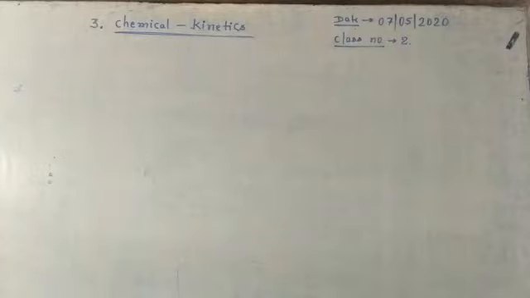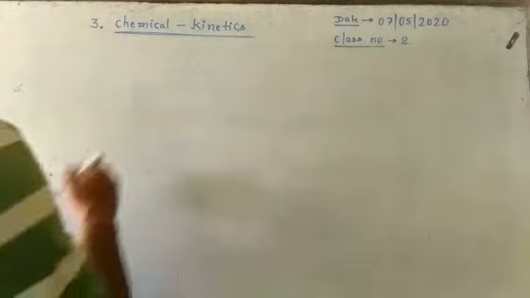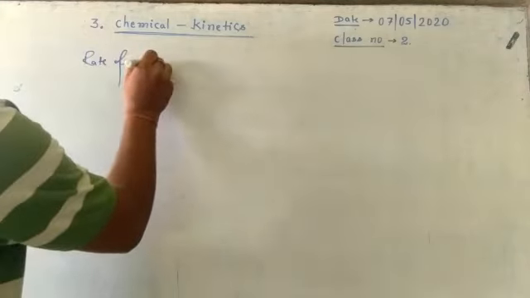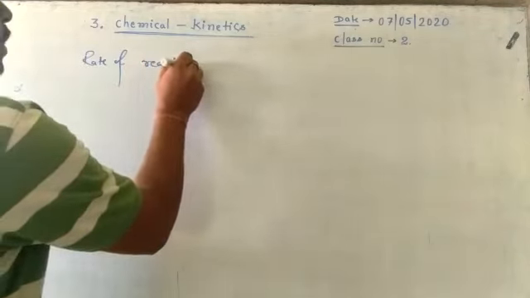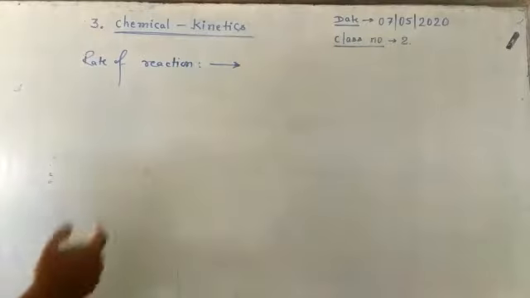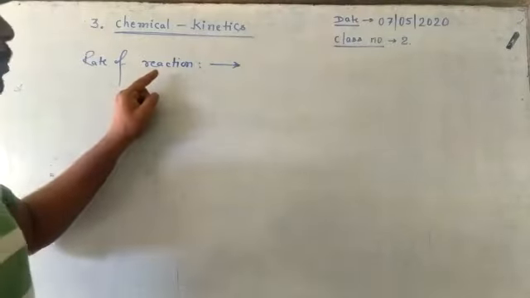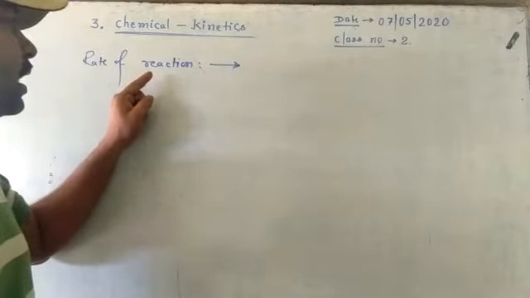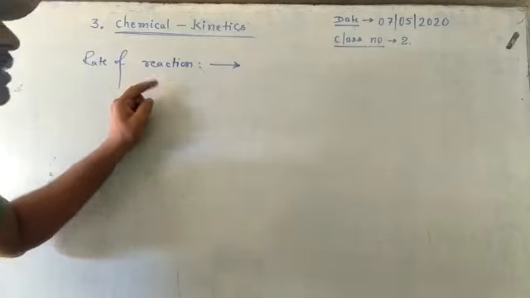Students, today I will discuss how to calculate the rate of reaction, either disappearance or appearance. Now students, depending upon reactant and product, the rate of reaction is of two types: rate of disappearance and rate of appearance.